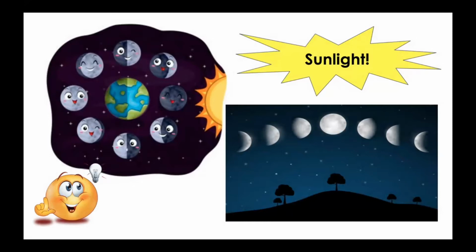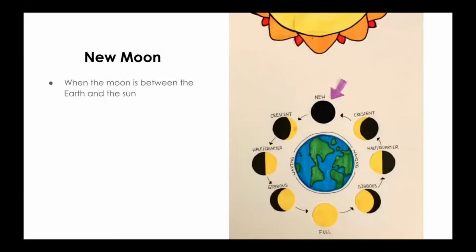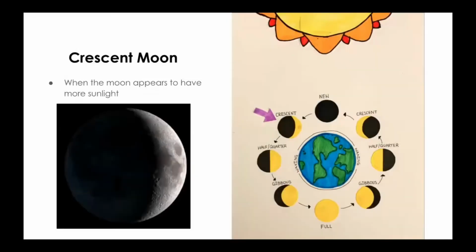Let's find out a little more about the phases of the moon. It takes about 28 days for the moon to orbit around the Earth. When the moon is between the Earth and the sun, we have what is called a new moon, and that happens when we can't see it in the sky. Then it changes into a crescent, and this happens when the moon appears to have a little bit of sunlight.